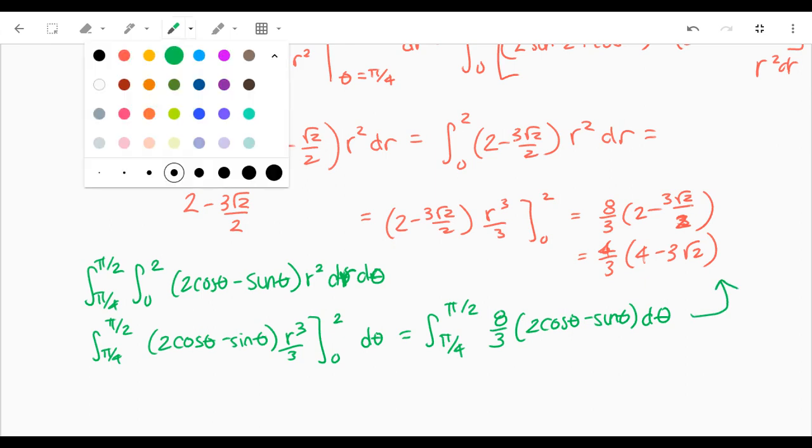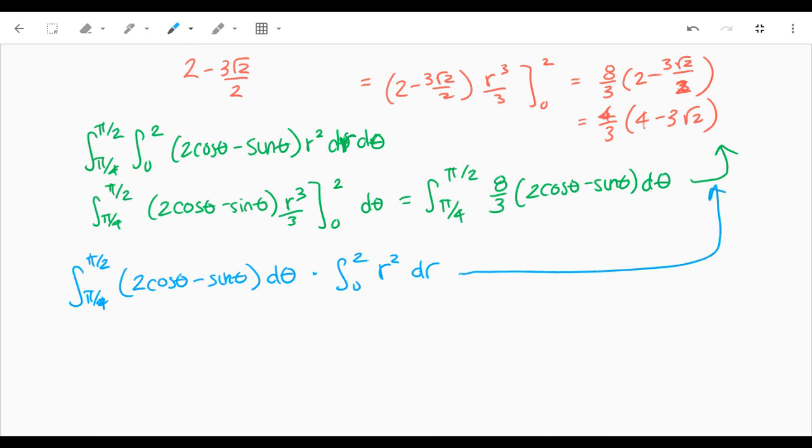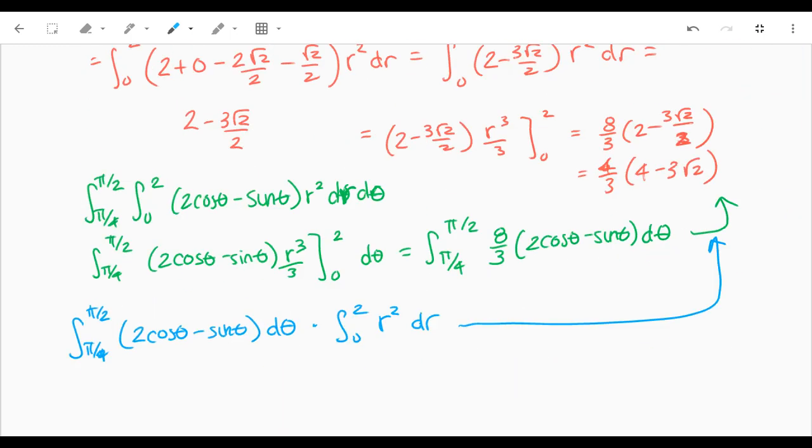And then the other thing that we can do, and this one is really handy and a lot of people forget to look for it, is that this is completely separable. So we could do the integral from pi over 4 to pi over 2 of our theta part, and just multiply it by the integral from 0 to 2 of r squared dr. Remember, if you can separate the variables like that, you can completely separate the integrals. I will leave it to you to see that it will be the same answer. So there are 3 different ways to do that one. Check them out.